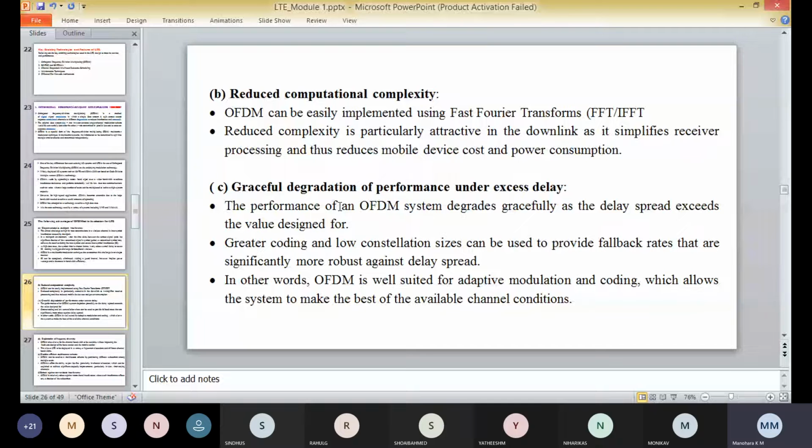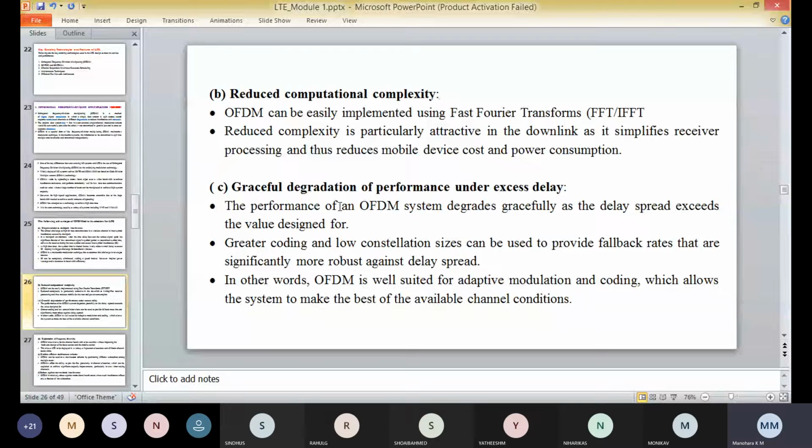Next is the exploitation of frequency diversity. OFDMA facilitates coding and interleaving across the subcarriers in the frequency domain. This provides robustness against burst errors caused by portions of the transmitted spectrum undergoing fades.